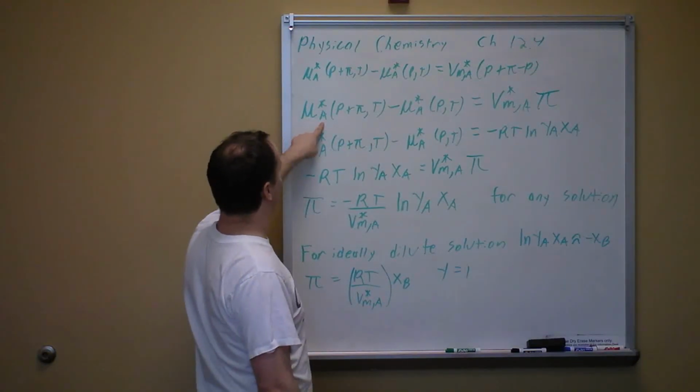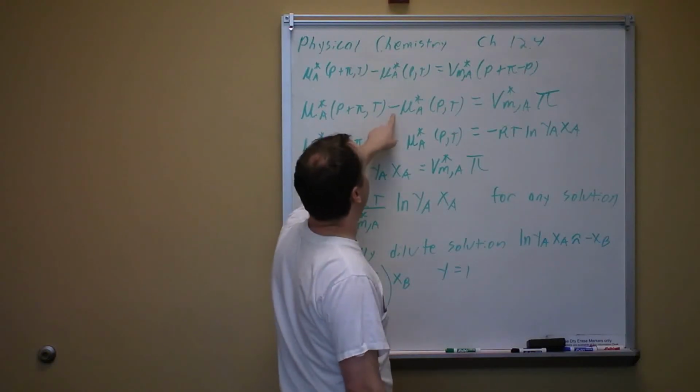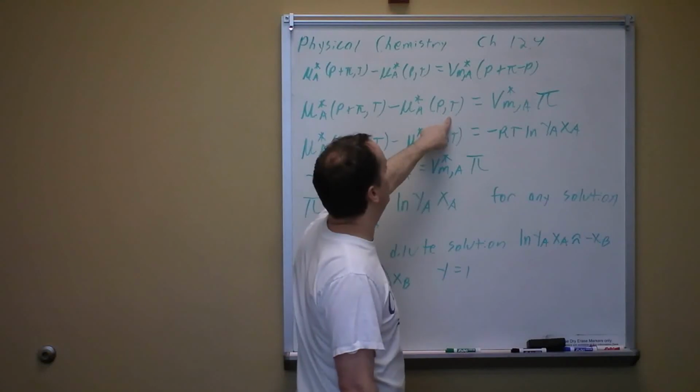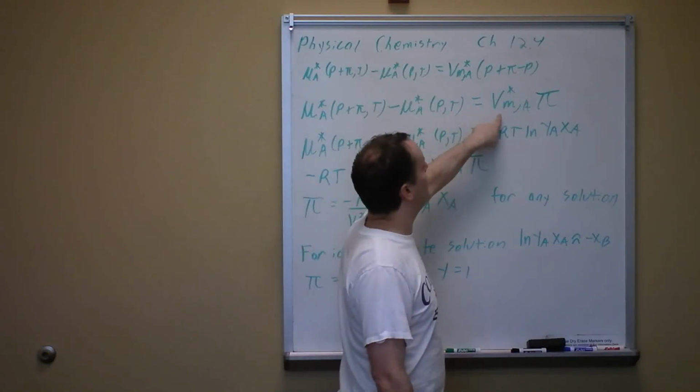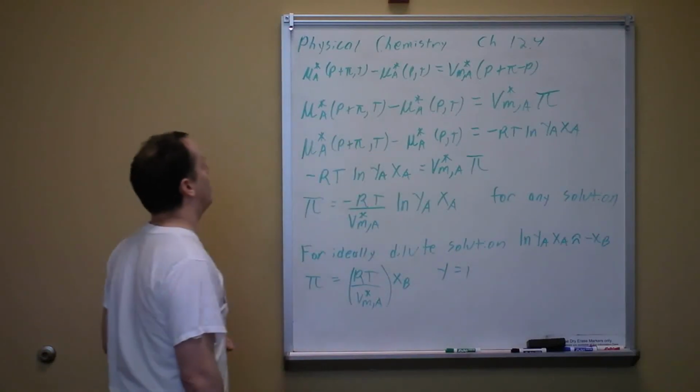So simplifying those two out, we just get that the chemical potential of A in the pure state at pressure P plus pi and temperature T, minus the chemical potential of pure A at pressure P and temperature T, is equal to the molar volume of A in the pure state times the osmotic pressure pi.